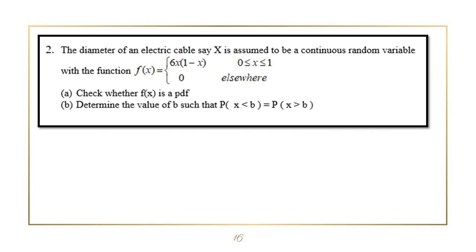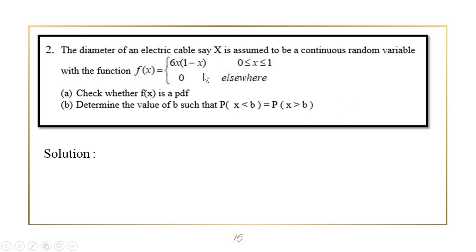The diameter of an electric cable x is assumed to be a continuous random variable with a function. Check whether f of x is a PDF. Determine the value of b such that the probability of x less than b is the same as the probability of x greater than b.